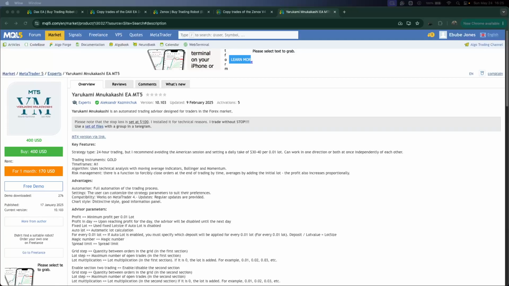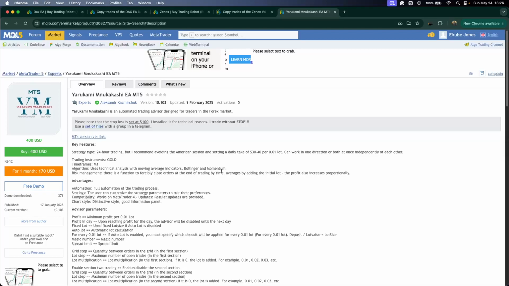Now let's dive in. About the Yarukami Mnukakashi expert advisor for MT5, the EA uses technical analysis with multiple moving averages across different time frames, and it does this to get the bigger picture trend direction. It combines Bollinger Bands on higher time frames to avoid entries when price is too stretched, a short period RSI as an overbought or oversold filter, and a sensitive momentum indicator on the 1 minute time frame to catch the immediate momentum for buy or sell.